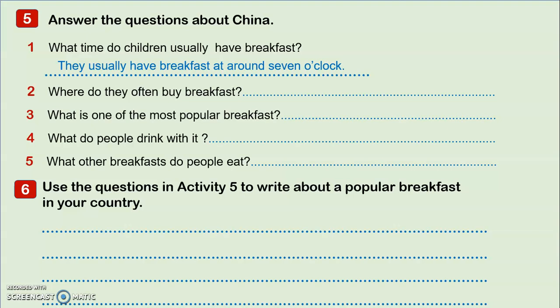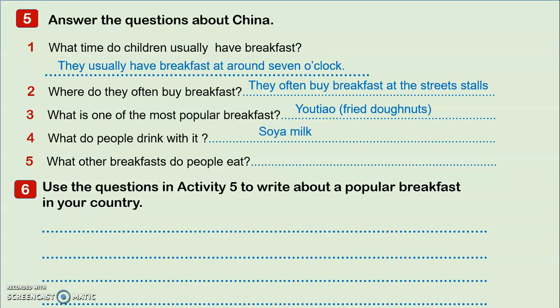Where do they often buy breakfast? That's right, they often buy breakfast at the street stall. What is one of the most popular breakfasts? Very good, that's right, fried chicken, no? What do people drink with it? Very good, soya milk. What other breakfast do people eat? That's right, rice, noodles, and buns filled with meat.